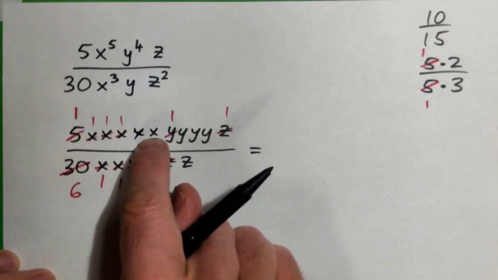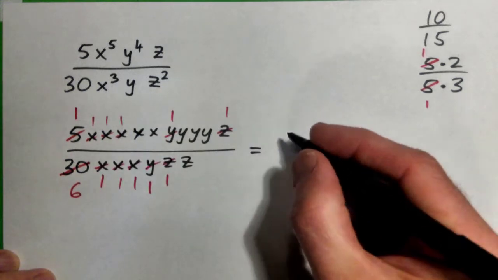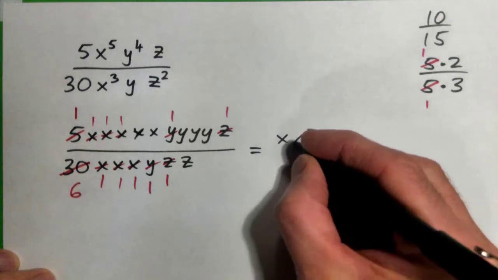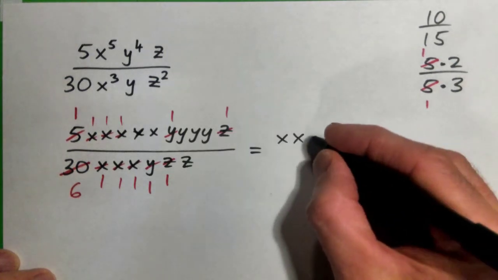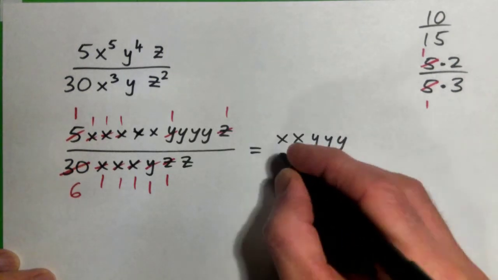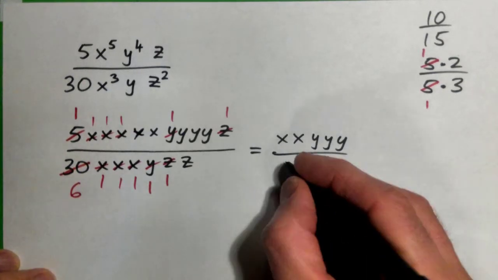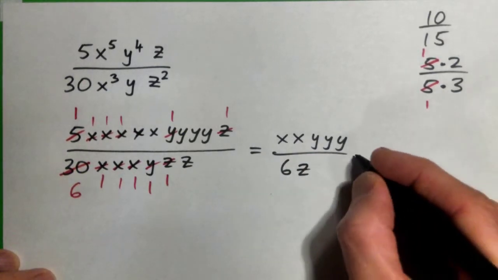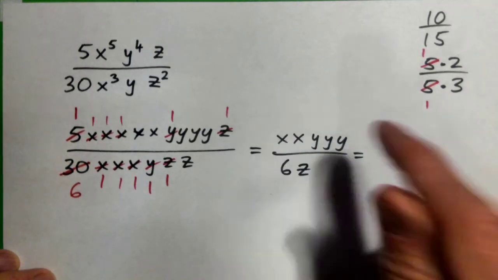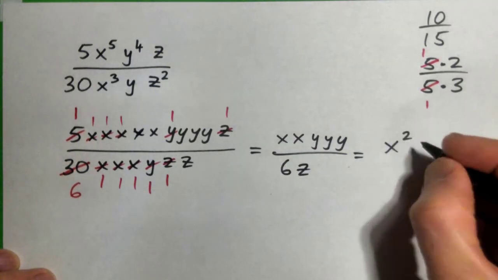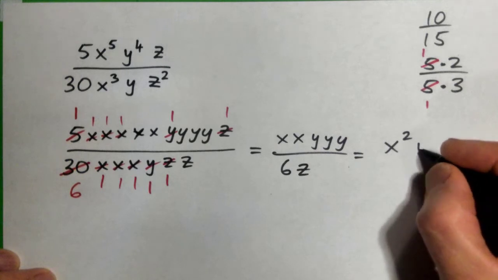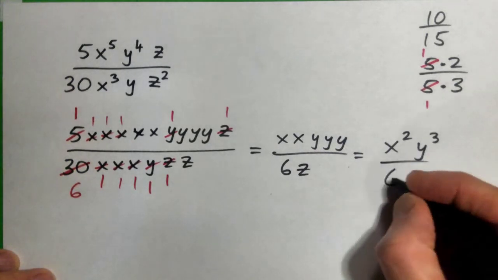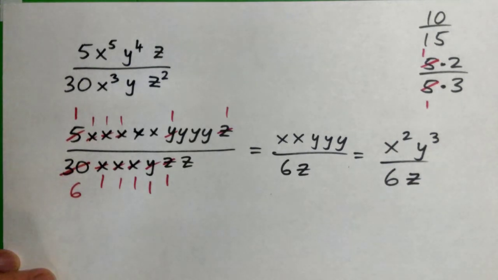So, basically, on the top, we've got 1 times 1 times 1 times 1 times x, and x times x makes what? Yeah. Well, just for fun, I'm just going to write it out. X, and we've got 3 y's on the top. And on the bottom, I've got the number 6, and then just a z. That's it, right? And x times x can be written x squared, and y can be written y to the power of 3. And so we have this. And that's it. Make sense?